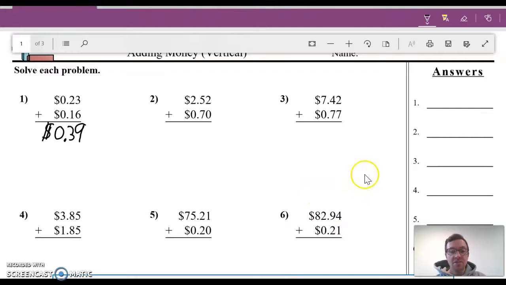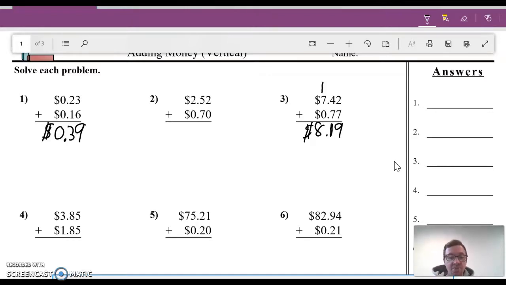So let's go down to number 3, where we're going to have to carry. So if you do 2 plus 7, that equals 9. We don't have to carry anything there. If we do 4 plus 7, though, that equals 11. We're not going to write 11 down here. We're just going to write the ones place, the second one of the 11 there. We're going to carry the other one up there. Now we still have to put our decimal right here. Then we do 1 plus 7 plus 0 equals 8. So our total there is $8.19.